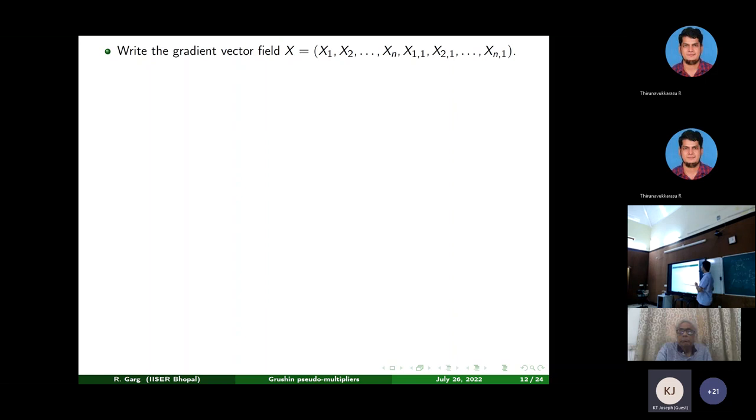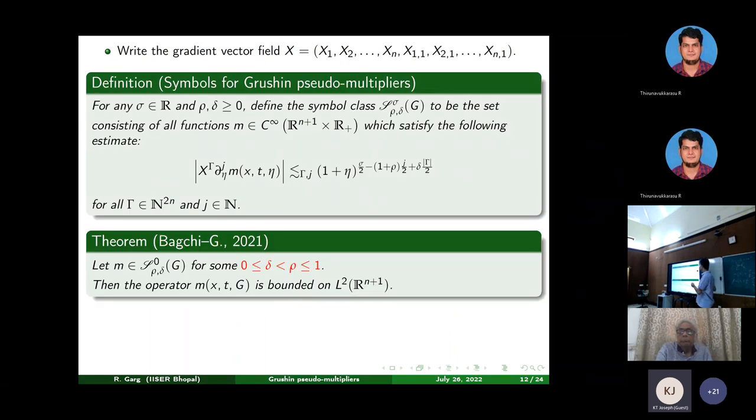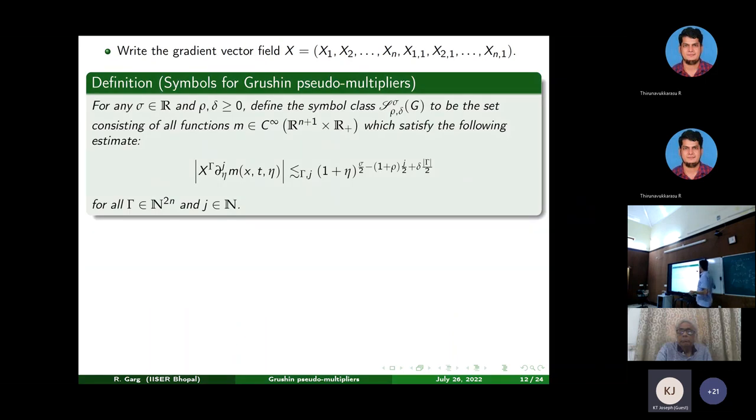And our symbol in this manner. Now, instead of E sigma, I'm writing sigma by 2. Instead of delta, I'm writing delta by 2. And instead of rho, I am writing 1 plus rho by 2. So I'm looking at a function of a space variable x, t and spectral variable eta, and I'm looking at derivatives in eta and in space variable, right?